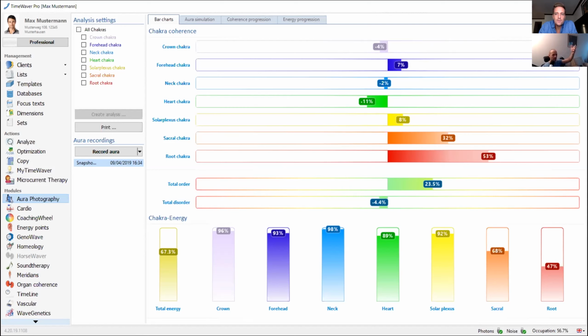That's very interesting. I was trying the aura mode on myself before. Yeah. I got an 18-page report on my chakras.